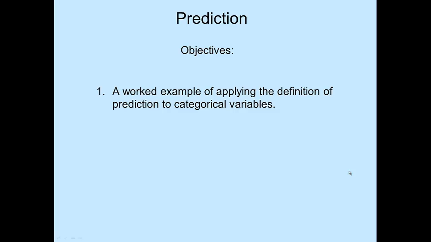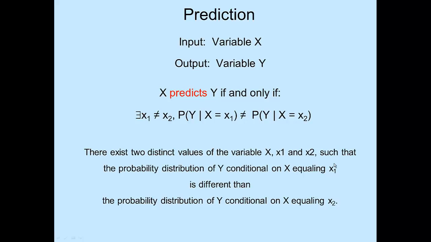The objective of this video is to work through an example of applying the definition of prediction to categorical variables. So to review, the definition we offered of prediction was that x predicts y if and only if there exist two different values of x, x1 and x2, such that the probability of y given we observe x equals x1 is different than the probability of y given we observe x equals x2.